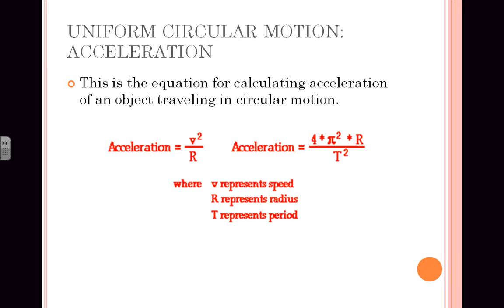The equation for acceleration is right here. It's acceleration equals v squared over r, and v would represent the speed, r represents the radius, and the capital T represents the period. So if we rewrite this in terms of the equation we just saw for velocity and replace this v with that velocity equation, you would end up with 4 times pi squared times r over T squared. So it can be shown in both ways. Whichever equation you use will depend on what type of problem you're given.